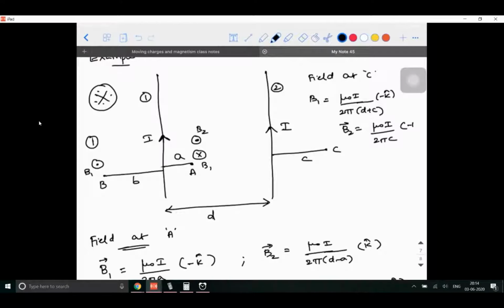Very good. So total field will be B1 vector plus B2 vector. Since both are in the same direction, they get added. So what will you get? Mu naught I divided by 2 pi into 1 by D plus C plus 1 by C, minus K cap. Very good. So you keep the concept.